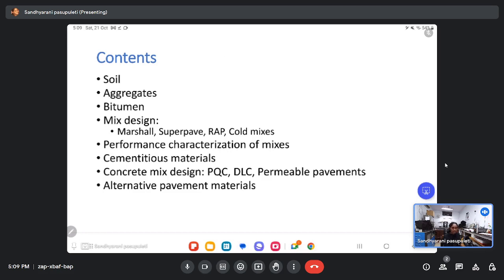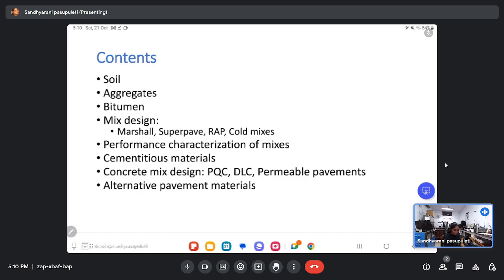In addition to that, we also had a discussion on cementitious materials, GGBFS and other slag materials, and also the types of cements that are available. Then we also had a discussion on concrete mix design, Island concrete mix design. Then we also have the discussion regarding the pervious pavements mix design.